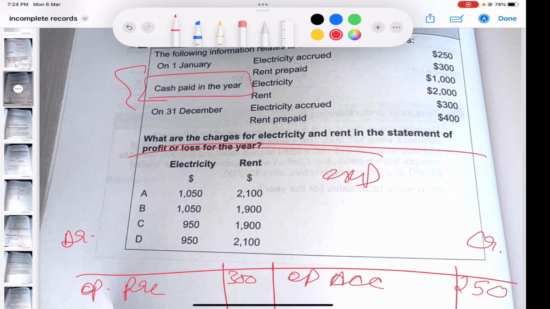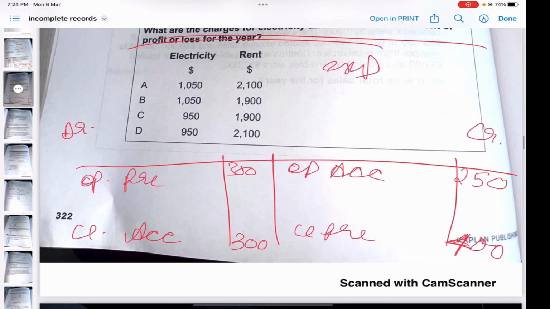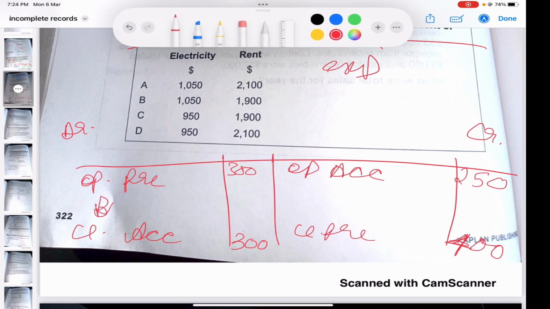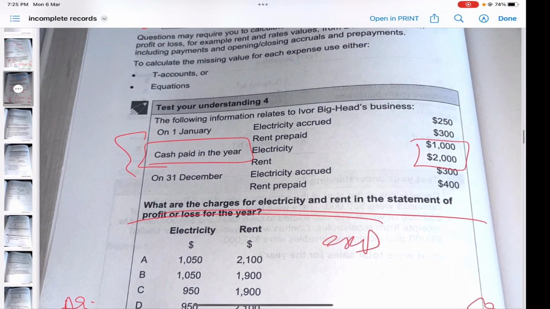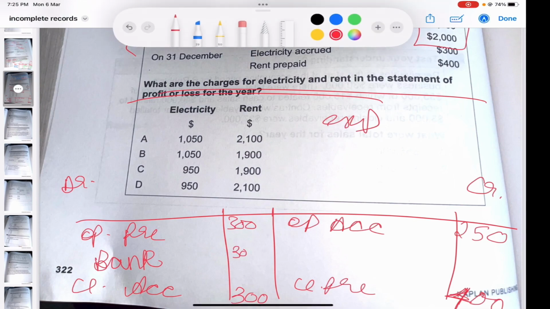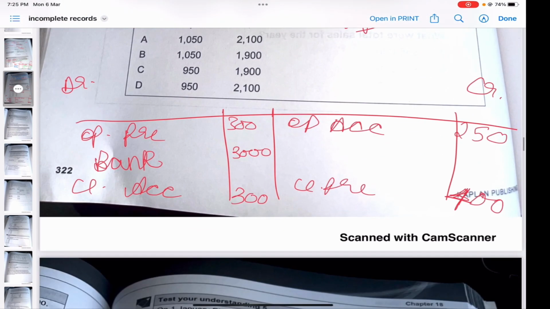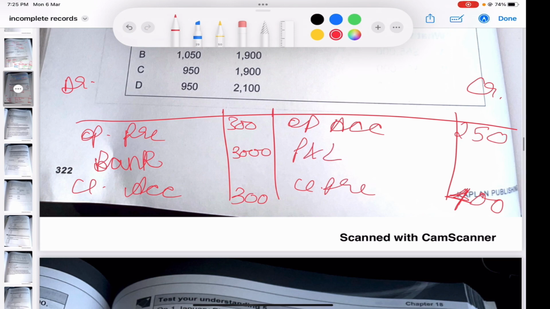So this much goes out of the bank, 1000 plus 2000. Debit expense, credit bank. That's what will be my entry. Money goes out of my bank. Debit expense, credit bank. So what is going to come in my bank? 3000. P&L would be my balancing figure. Try solving it by yourself. I'm also doing it.